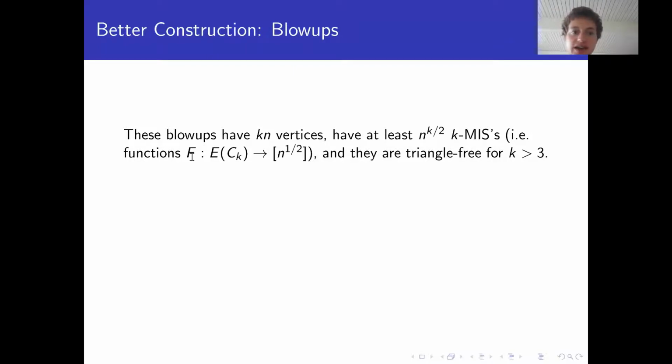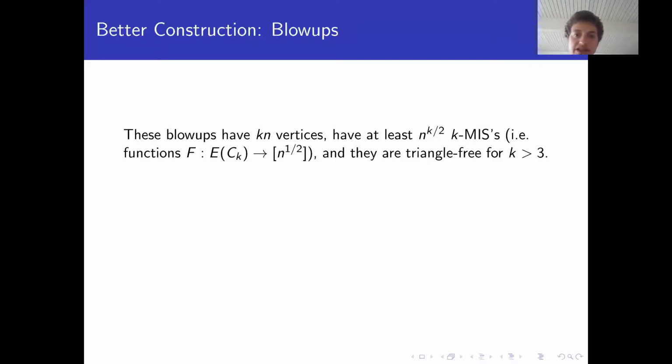That's because there are exactly that many functions from the whole edge set of CK to the first n to the 1/2 integers. And with our previous lemma, each of these defines a distinct KMIS. And moreover, all these graphs would be triangle-free provided we're looking at a cycle of length larger than 3. And that's because all of these graphs are subgraphs of blow-ups of the underlying graph CK. And CK is triangle-free for k greater than 3.